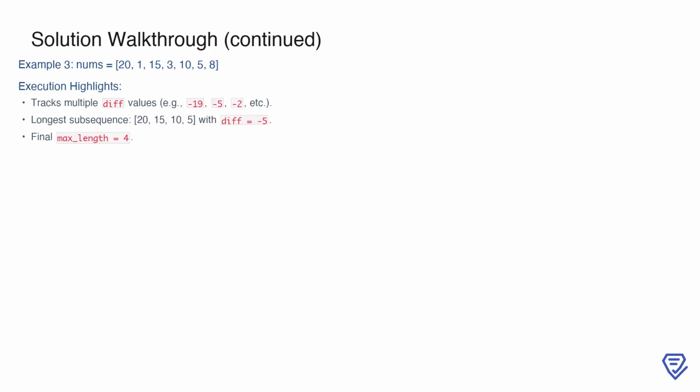In the final example, nums equals [20, 1, 15, 3, 10, 5, 8]. This example demonstrates how the algorithm handles multiple difference values, such as -19, -5, and -2, among others. The longest arithmetic subsequence in this case is 20, 15, 10, 5, with a common difference of -5. By tracking differences and extending sequences as needed, we find that the maximum length of any arithmetic subsequence in this array is 4. This completes the solution walkthrough for the problem.